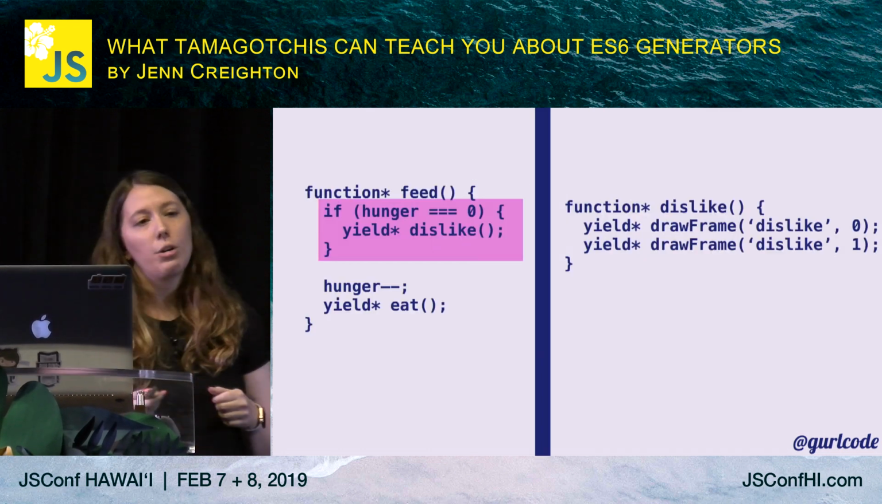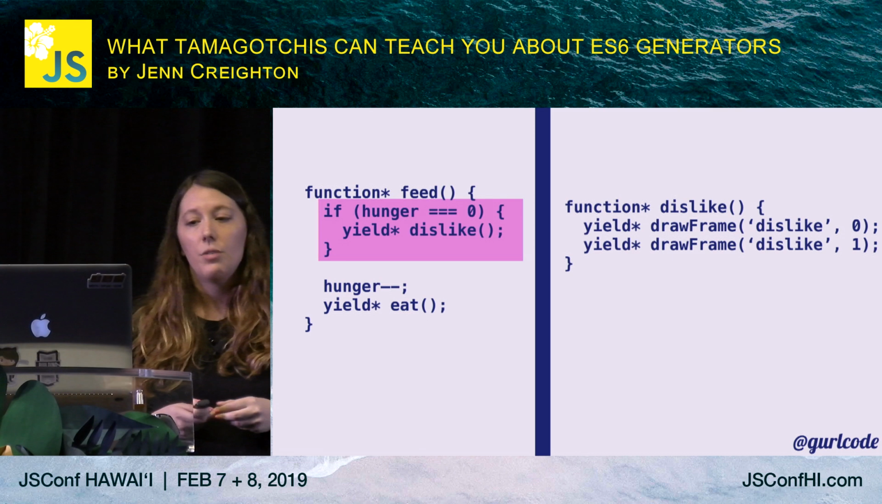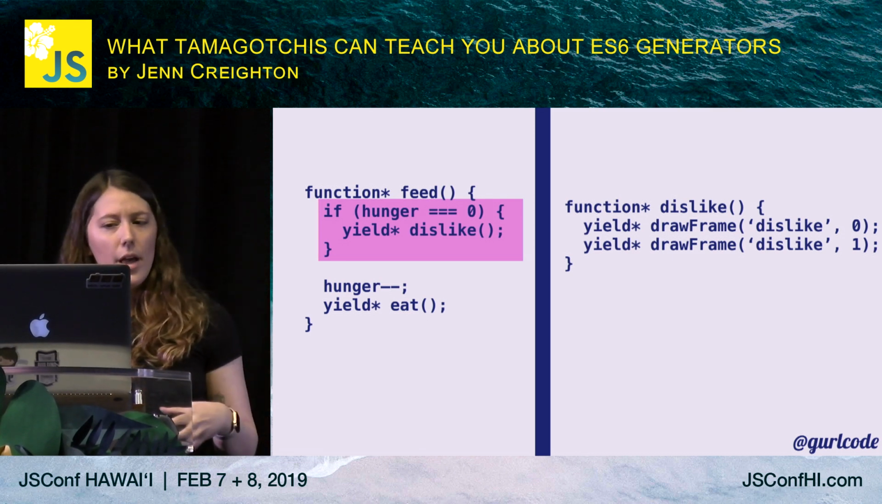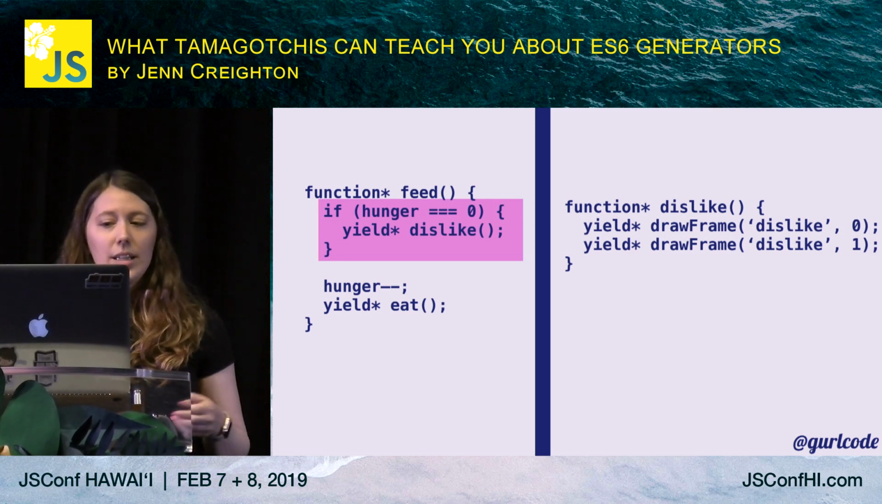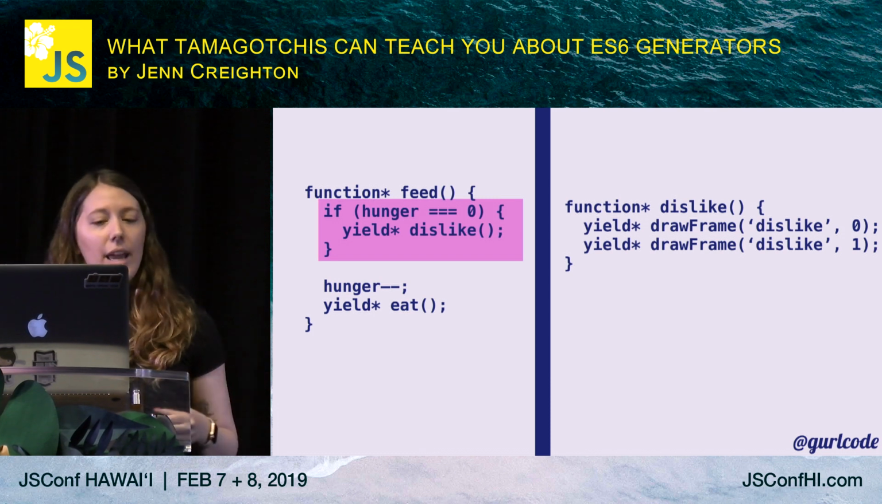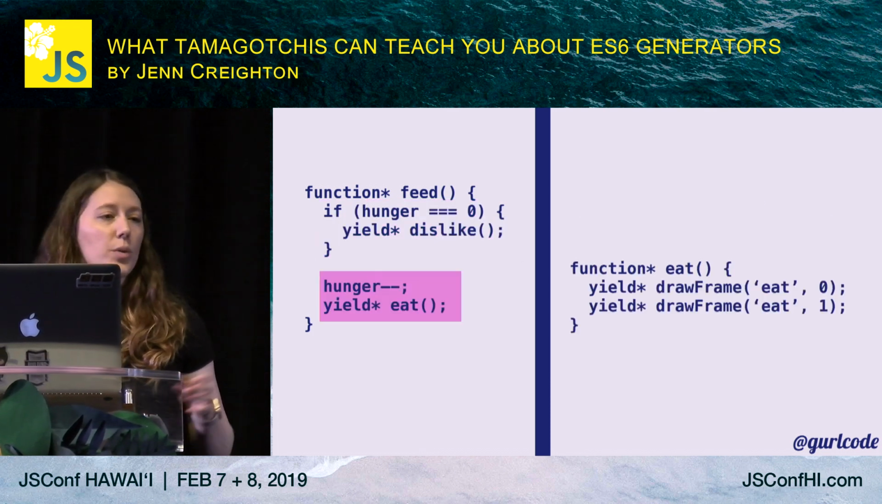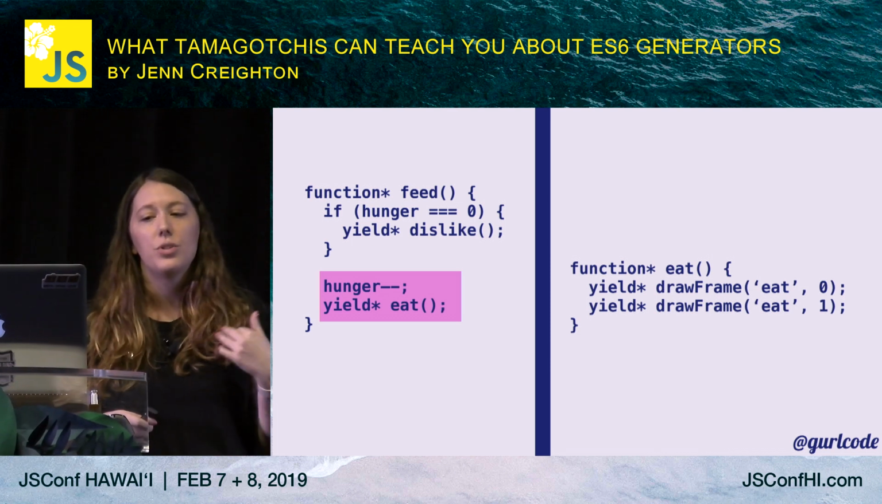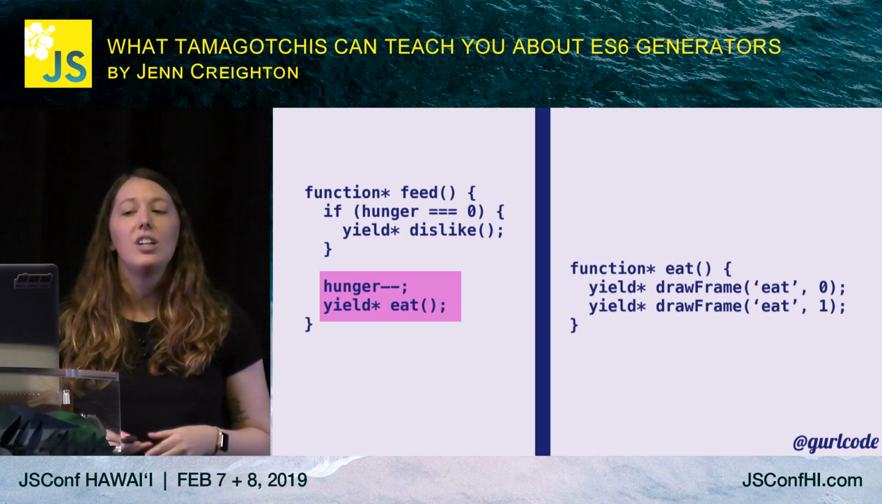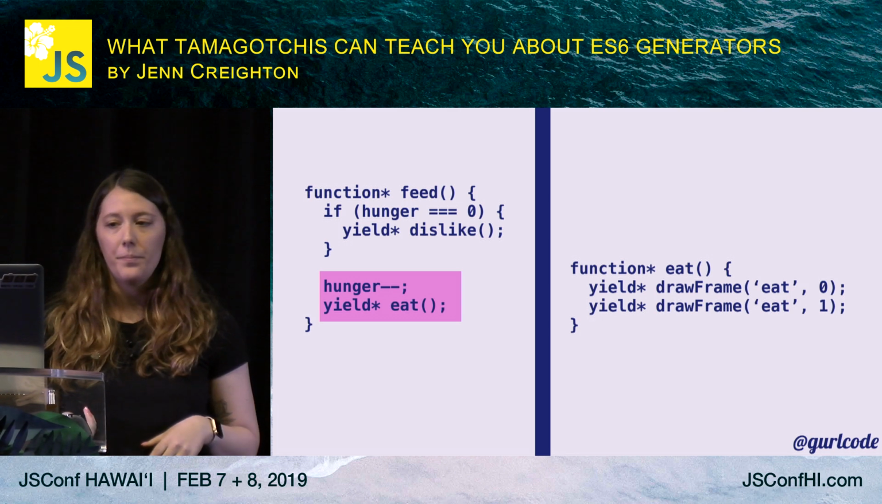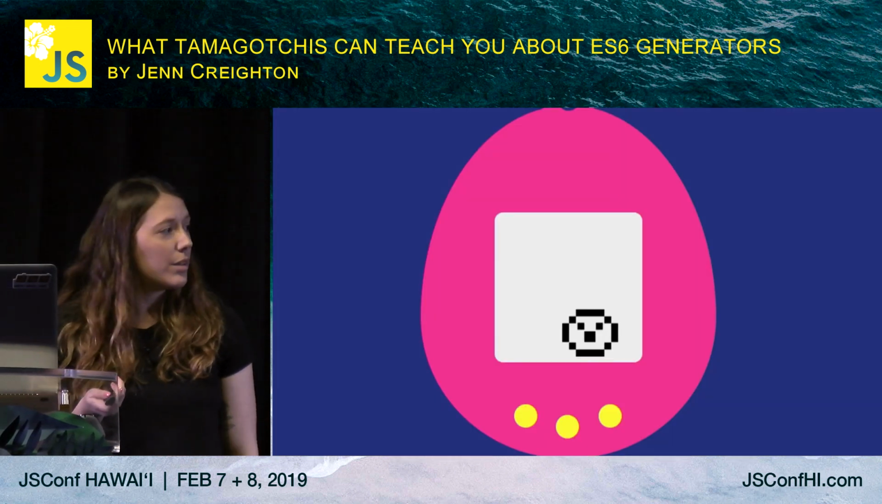So this is the generator function for the feed action. It evaluates if the Tamagotchi is hungry or not. If it's not, it delegates future calls to the dislike generator, which will run the dislike animation. Otherwise, we're going to decrease the hunger count and use yield star. We're going to delegate to the eat generator that runs that animation. All right, so will this work?